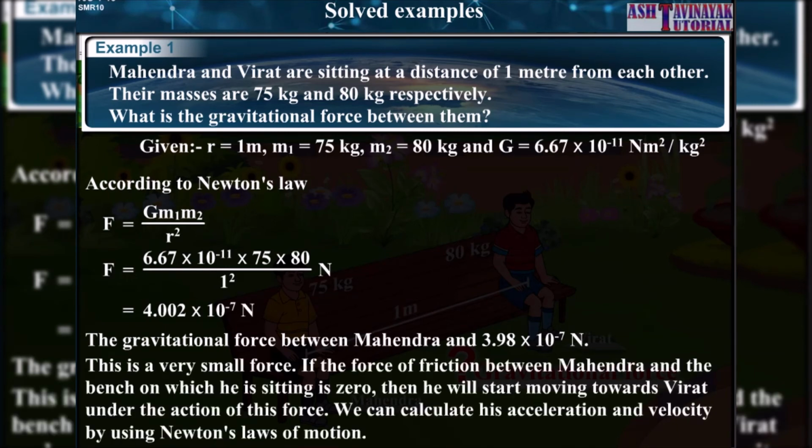If the force of friction between Mahendra and the bench on which he is sitting is 0, then he will start moving towards Virat under the action of this force. We can calculate his acceleration and velocity by using Newton's laws of motion.